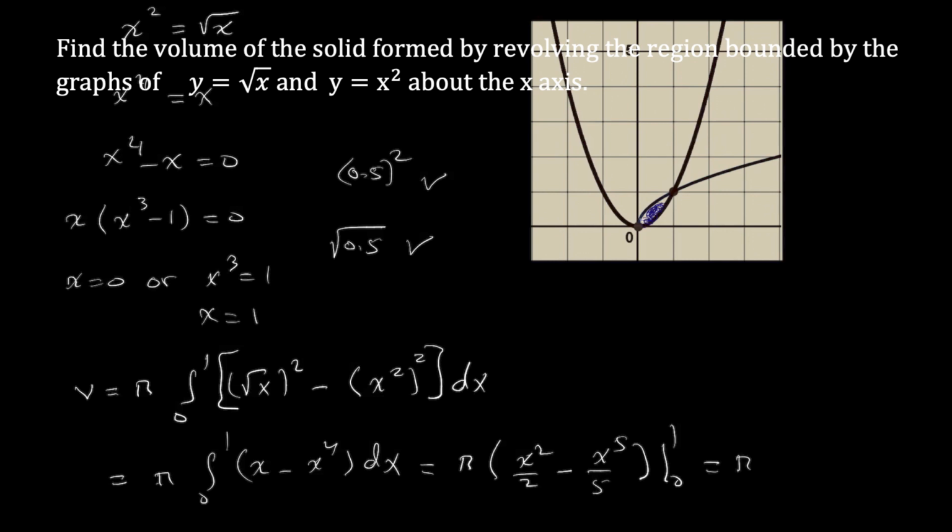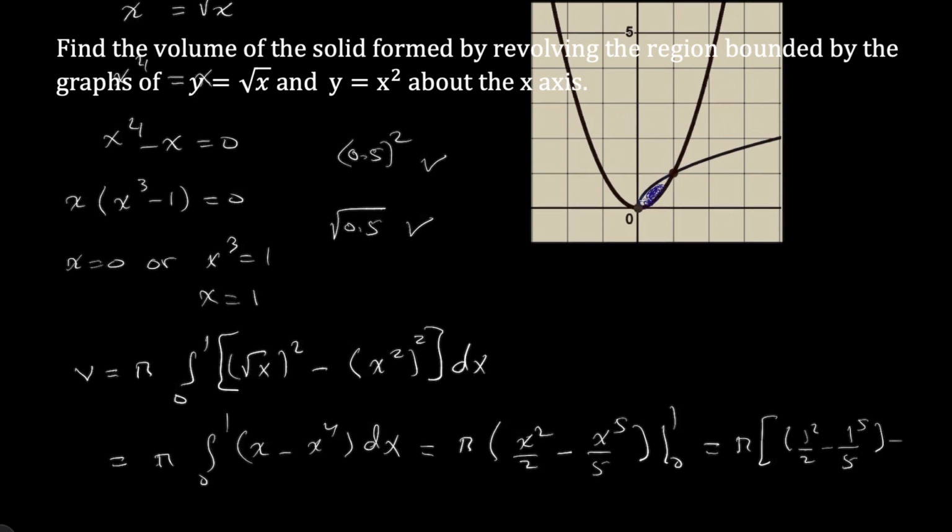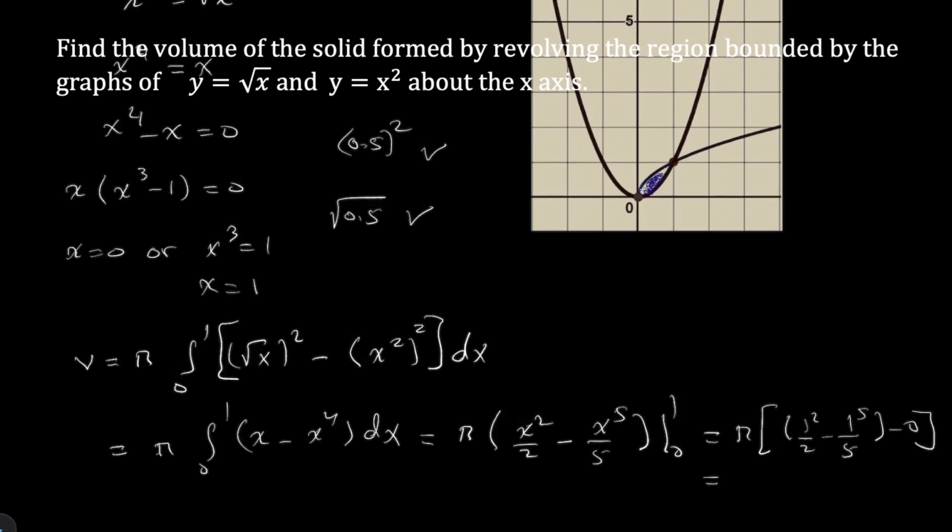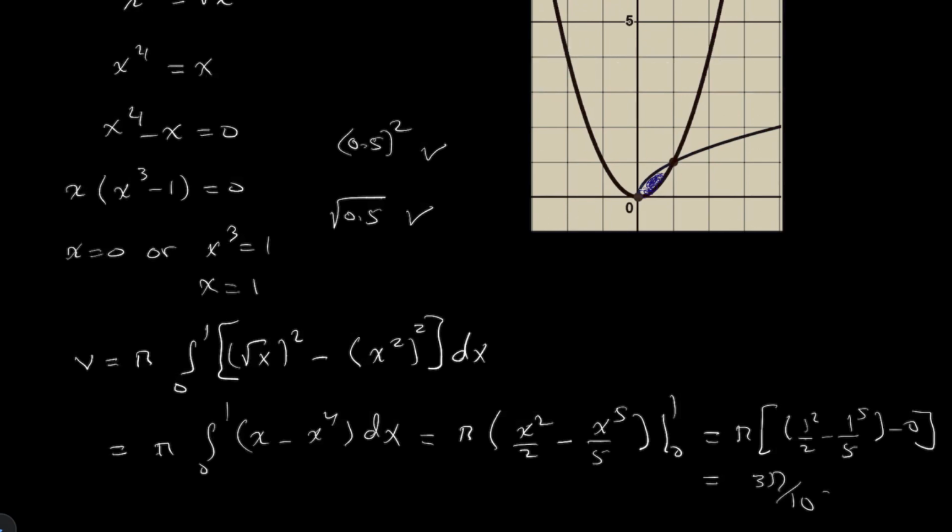You get pi into 1 squared over 2 minus 1 to the power 5 over 5 minus, replace 0 now, you will get 0 squared over 2, which is 0, minus 0 to the power 5, which is 0. And simplifying, you get 3 pi over 10, and that would be the final answer.